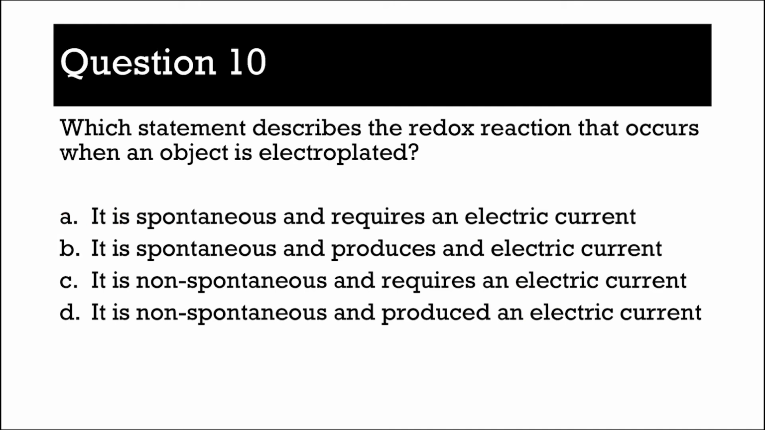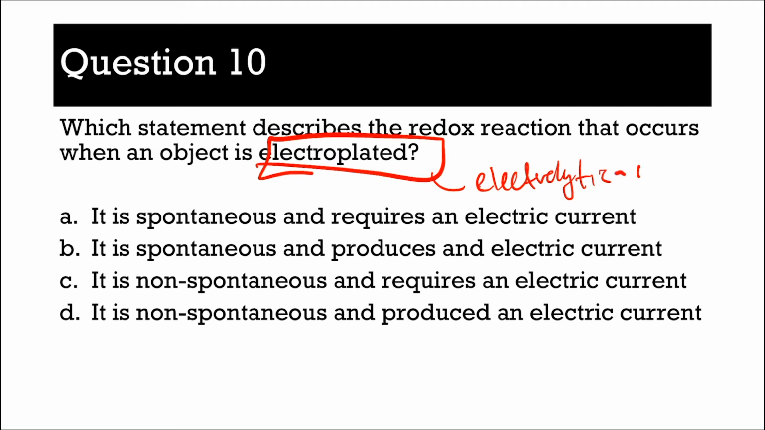Number 10, it says which statement describes the redox reaction that occurs when something is electroplated. So when something is electroplated, we need to be thinking of electrolytic cells. That's when you have like a silver-plated key or a spoon or some kind of object being coated in another metal. And electrolytic cells are non-spontaneous. So we can automatically get rid of A and B. And then the difference between C and D says requires electrical current or produces electrical current.